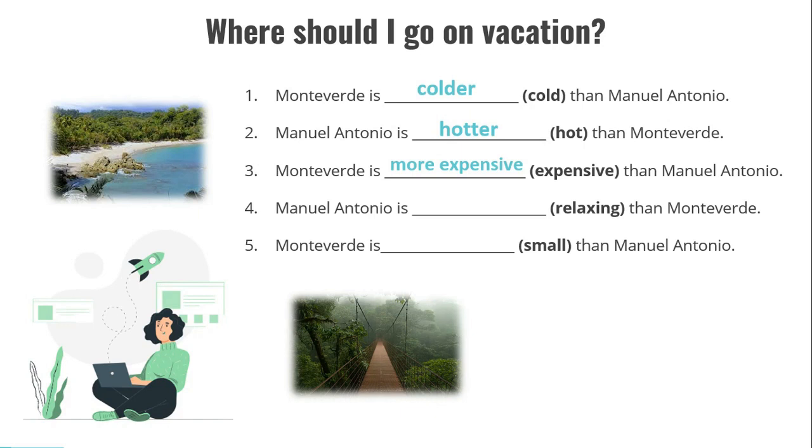Relaxing has three syllables as well in number four. So according to the rules, what's the comparative? Ready? More relaxing. And in number five, we have the adjective small, which is one syllable. So what's the comparative? Monteverde is smaller than Manuel Antonio. Did you get your answers correct? Good job.